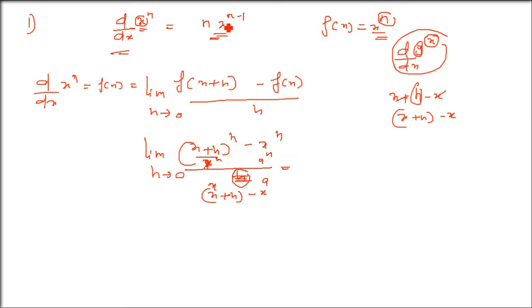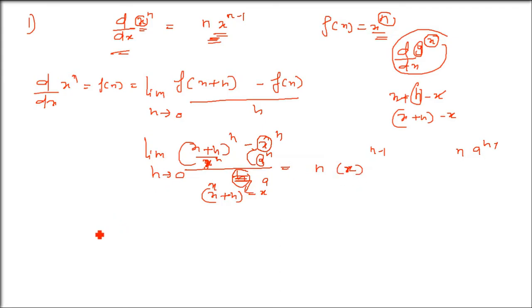So what is the result? n a to the power n minus 1, as I told you. What is x here? x is n here. So this x is a. So n a to the power n minus 1. In place of a, you are going to put x. So n x to the power n minus 1. So n x raised to the power n minus 1. Clear? And x plus h minus x.